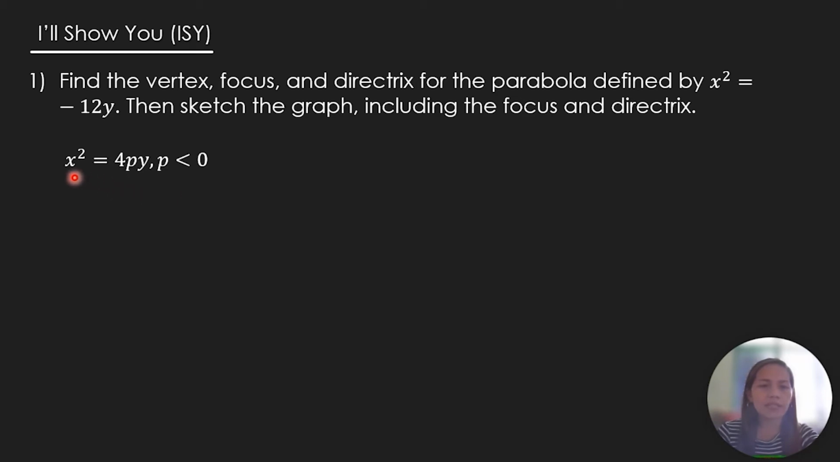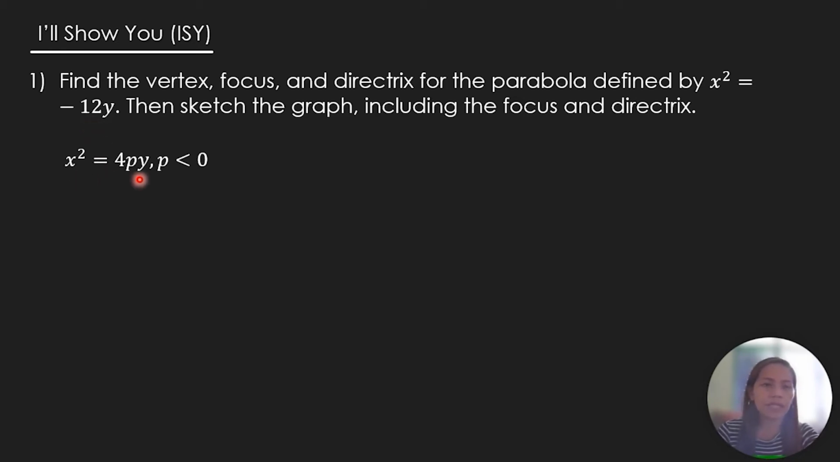And since it is x squared, we know automatically that in all four graphs we showed, the vertex is at the origin. So for x squared equals 4py where p is less than 0, our vertex is at the origin. Again, since this is negative 12y, we already know that the parabola is opening downward. What we need to do is solve this mathematically so we can find exactly what p is, because we will use it when graphing later.